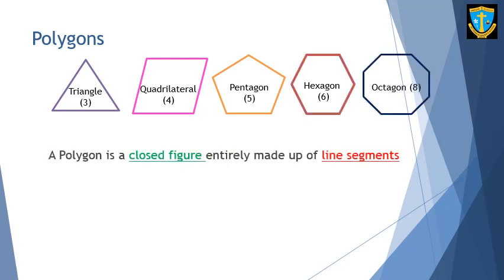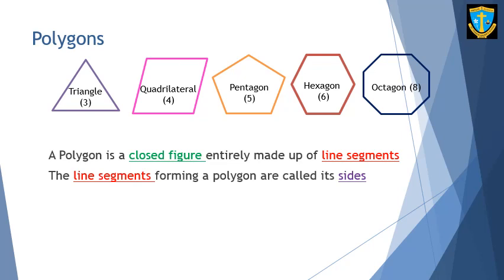A polygon is a closed figure entirely made up of line segments only. The line segments forming a polygon are called its sides. A triangle has 3 sides, a quadrilateral has 4 sides, a pentagon has 5, a hexagon has 6 and an octagon has 8, and there are many others also.